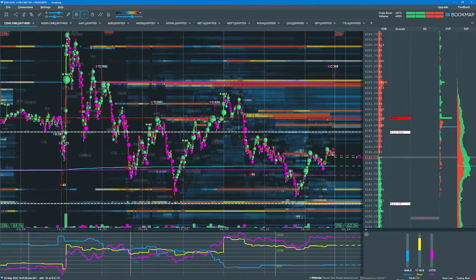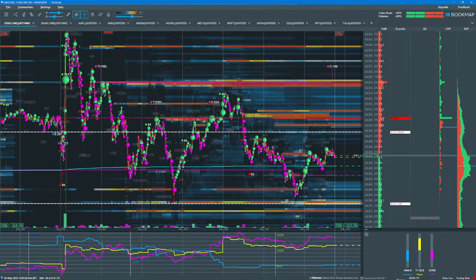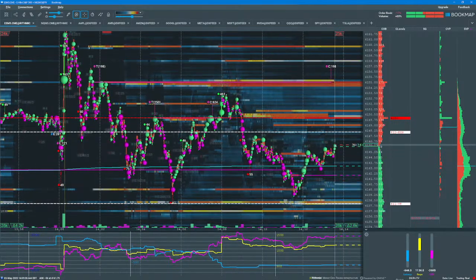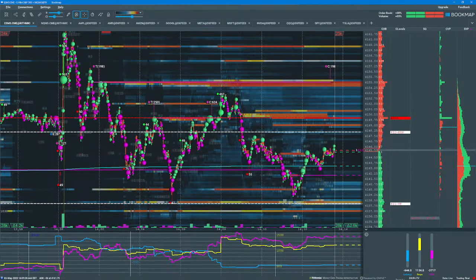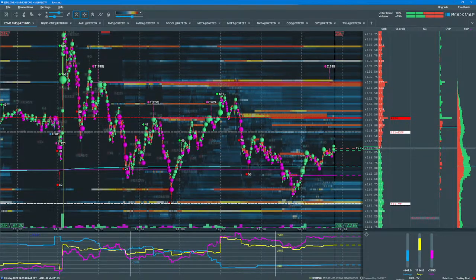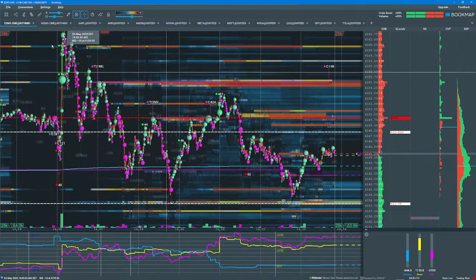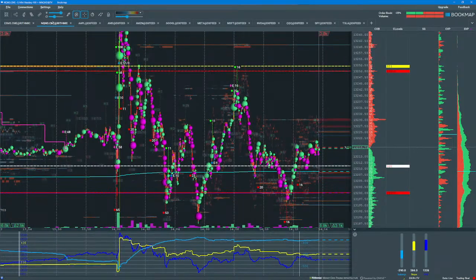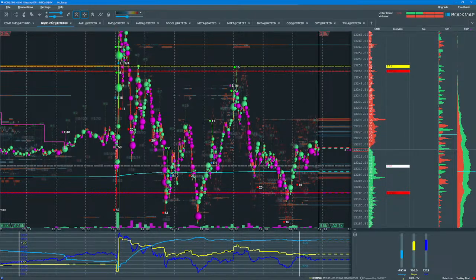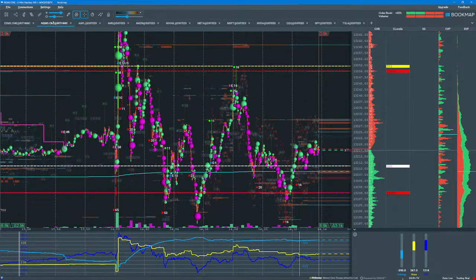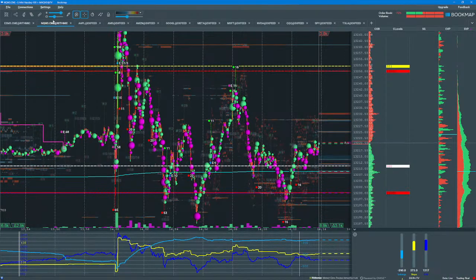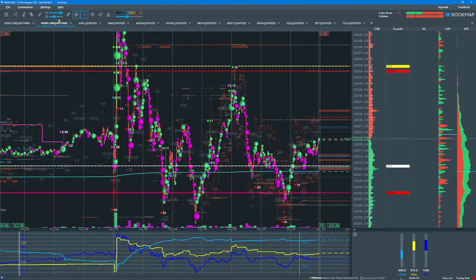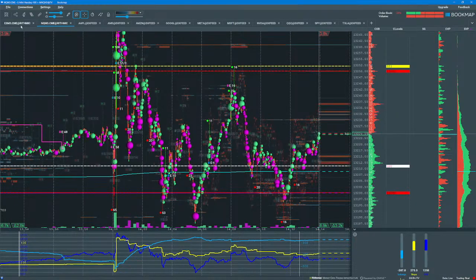All right, does anybody have any questions, or is there anything in particular you want me to take a look at? Should we stay on the S&P 500 here? We'll take a quick look at NASDAQ. Pretty similar price pattern to the S&P 500.